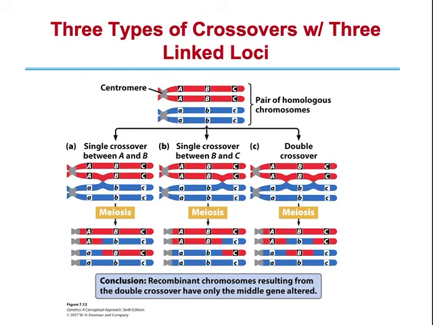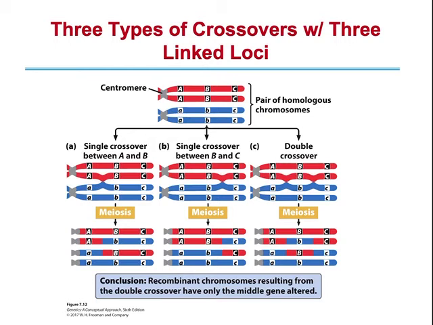3 kinds of crossover events could take place between these 3 genes: two types of single crossovers, and a double crossover. In each type of crossover, two of the resulting chromosomes are recombinant and two are non-recombinant. Notice that in the recombinant chromosomes resulting from the double crossover, the outer two alleles stay the same as in the non-recombinant, but the middle allele is different. This result provides us with an important clue about the order of the genes.